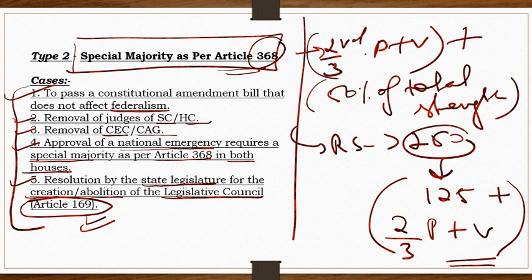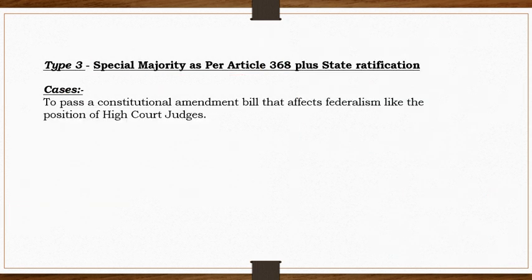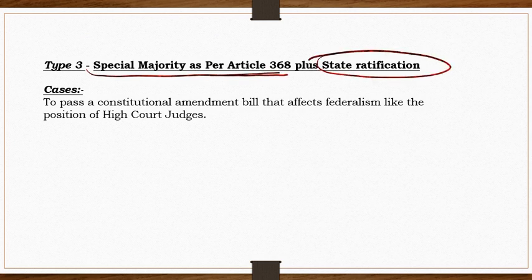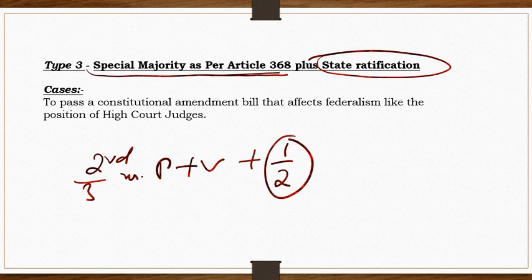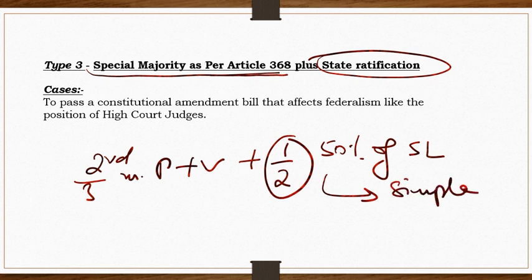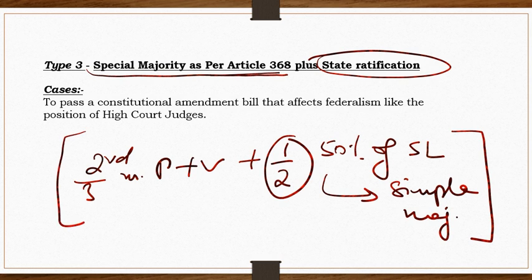Now let's look at type 3. Type 3 is the special majority as per Article 368, which we just saw, plus the state ratification. That means the 2/3 of members who are present and voting plus the half of the ratification, that means the 50% of the state legislature. And this will be by simple majority. Okay. So this is how we calculate the special majority in type 3.